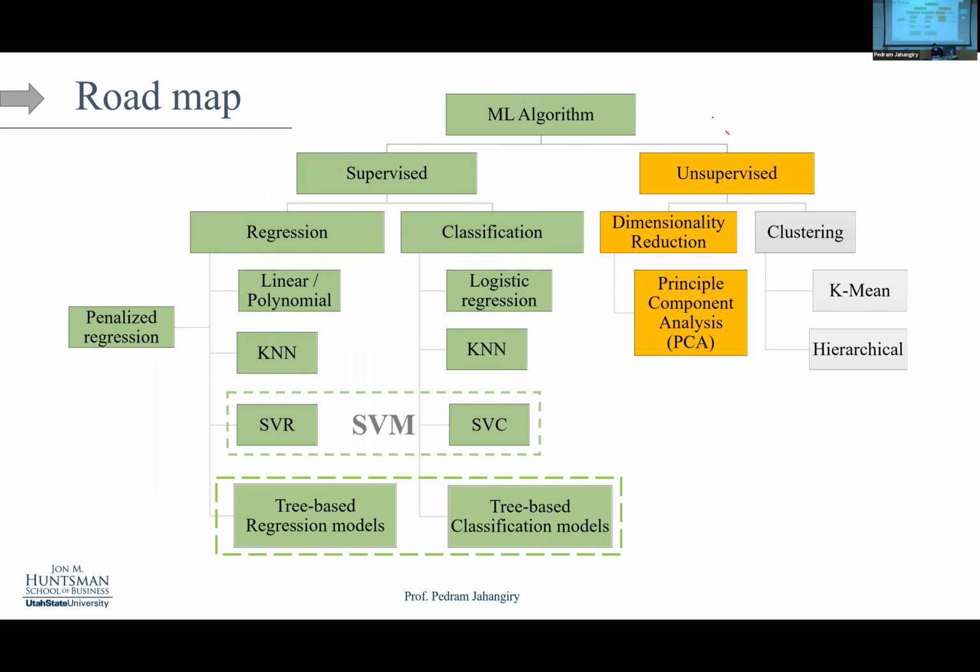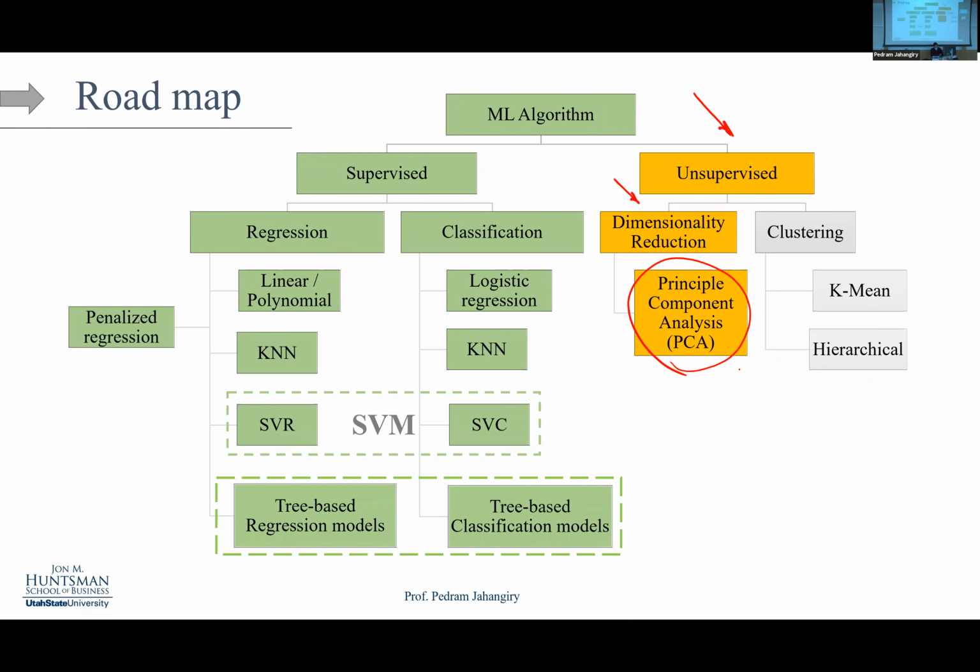Okay, so we started our journey in unsupervised learning models, and remember, there is no target variable. The first group of models that we're going to look into are dimensionality reduction ones, and for unsupervised learning, in this class, we're only going to cover PCA.